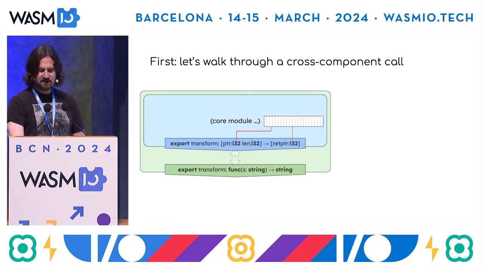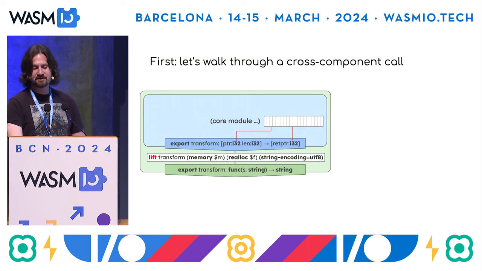So that raises the question, how specifically do we go from this high-level string type and the low-level layout of bits in memory and i32 pointers? To answer this, the component model provides what's called a lifting definition, which lifts a core function into a component-level function. In this lifting definition, we get to specify a bunch of different options, like which memory to use, because there can be multiple, which allocation function to use, that's somewhere in the core module, and what string encoding to use.